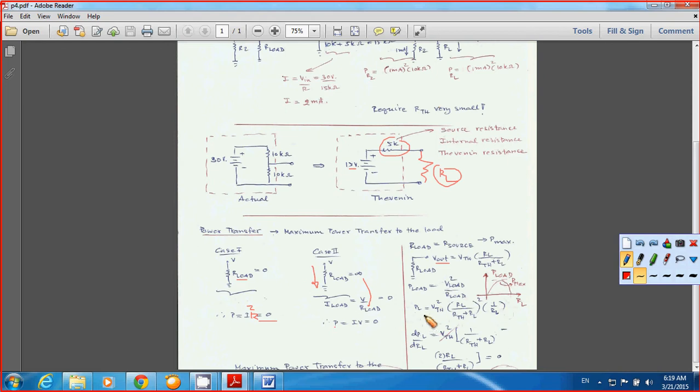So what you need to do is differentiate power to the load with respect to RL, and then make it equal to 0, and you solve the equation to find RL, and finally you will see that your RL is going to be equal to RTH. In that case, it gives you the maximum power transferred to the load. This is basic calculus. Okay, there's something missing here because of a problem with the scanner.